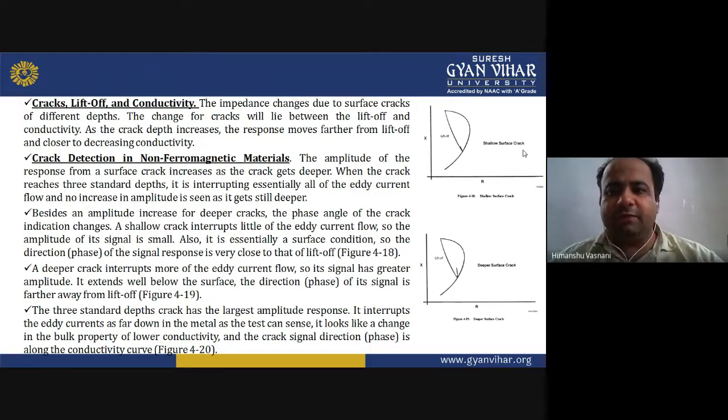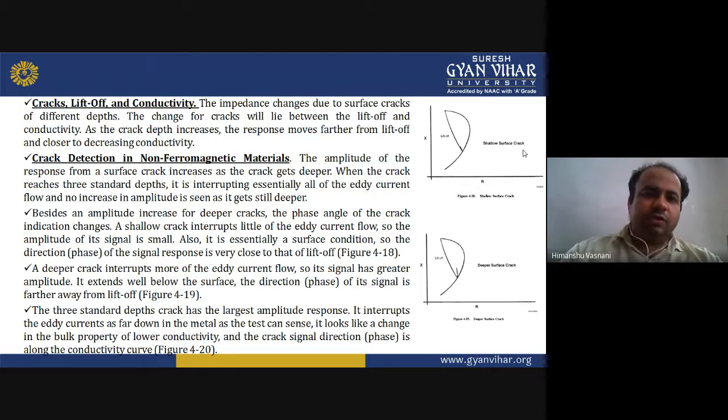In the case of a shallow surface crack, the direction or phase of the signal response is very close to that of the liftoff. In this way, you can easily understand it. The crack at three standard depths has the greatest amplitude response, so it interrupts the eddy current as far down in the metal as the test can sense. It looks like a change in the bulk property of lower conductivity, and the crack signal is on the conductivity curve.